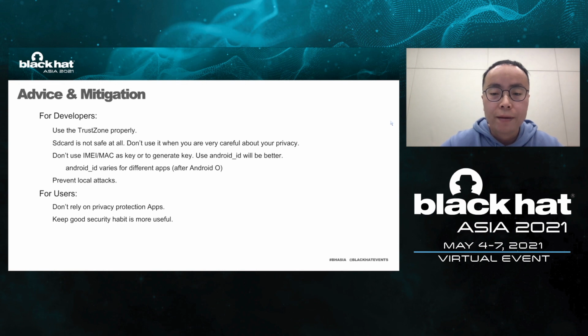Finally, the advice and mitigation. For developers, use the trust zone properly. The SD card is not safe at all. Don't use it when you are very careful about your privacy. Don't use IMEI or MAC as a key or to generate a key. Using Android ID will be better. Android ID varies for different apps, which helps prevent local attacks. For users, don't rely on privacy protection apps, and keeping good security habits is more useful.